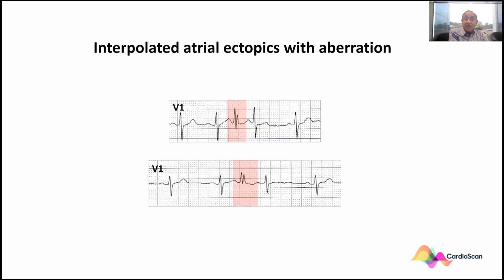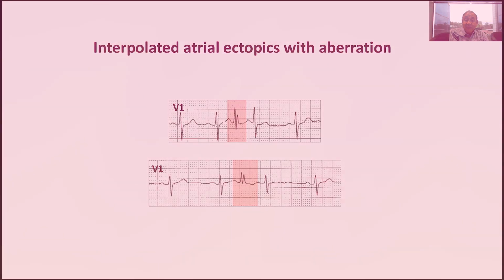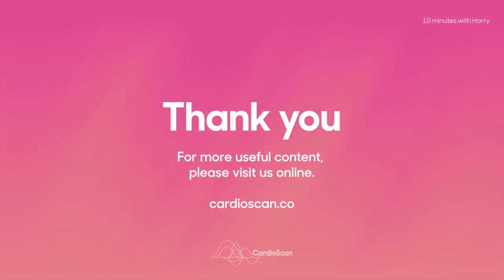And finally, I'd like to show interpolated atrial ectopics with aberration. And you can see here, they most certainly look like ventricular ectopics, but because of V1 with the RSR pattern, one can assume that these are in fact atrial ectopics.